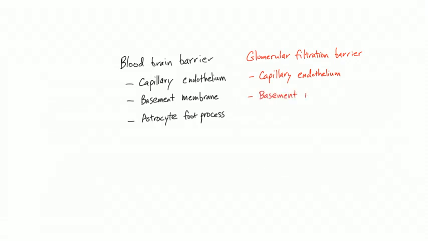There's a basement membrane, and in the kidney this is negatively charged in order to keep proteins from leaving the capillaries. And then instead of astrocyte foot processes, you have podocyte foot processes. Those podocytes are part of Bowman's capsule. We call them the visceral layer of Bowman's capsule.